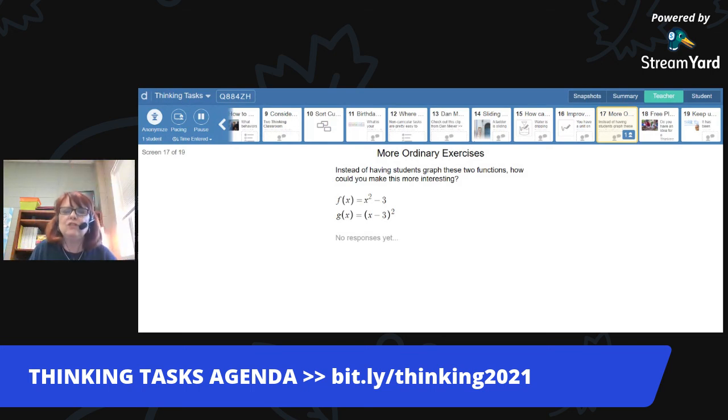But how could I change it to more than just a straightforward graph? What could they do to create something that's a thinking task? What are some ideas that you have to make this more engaging and more interesting? We have to teach this concept, graphing quadratic functions, but what are we doing? How are they the same? How are they different? Very good.